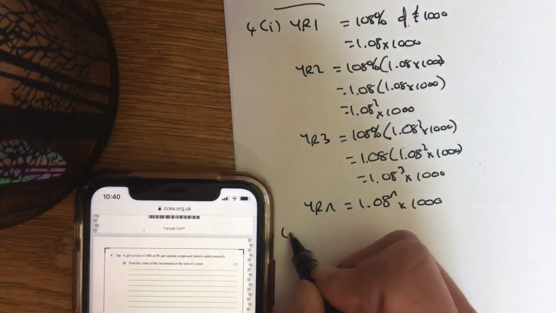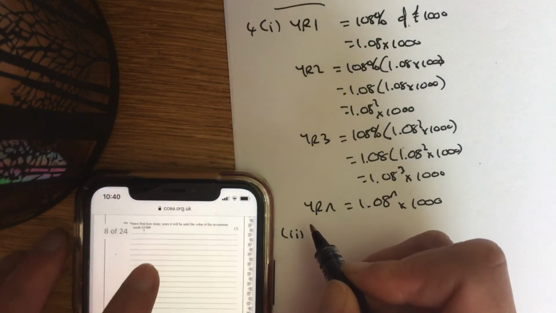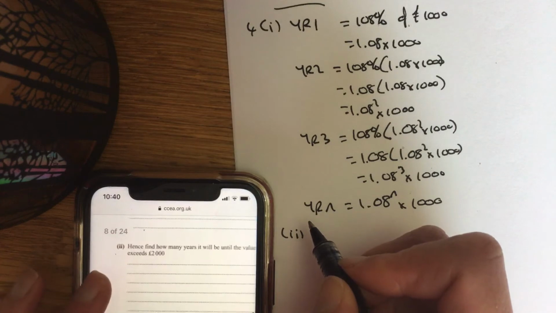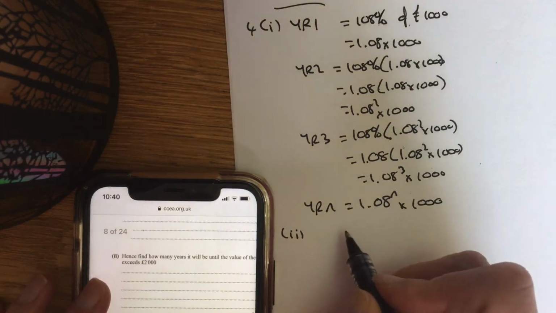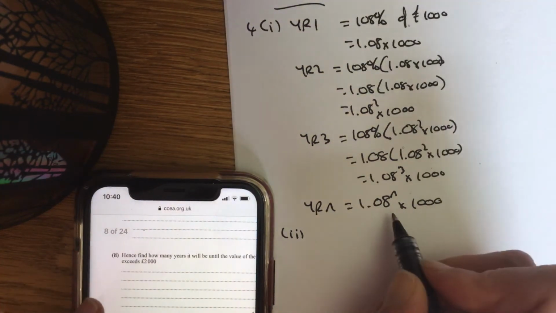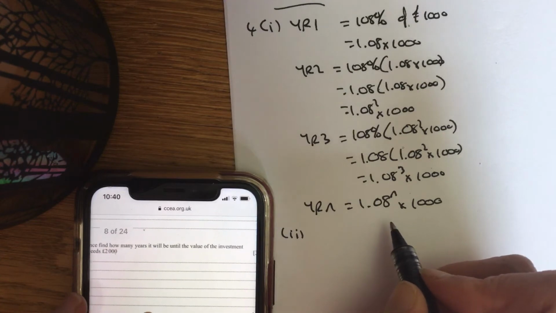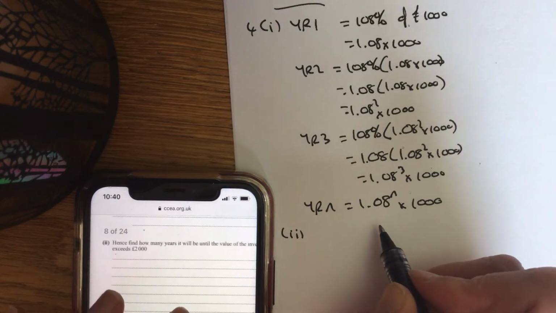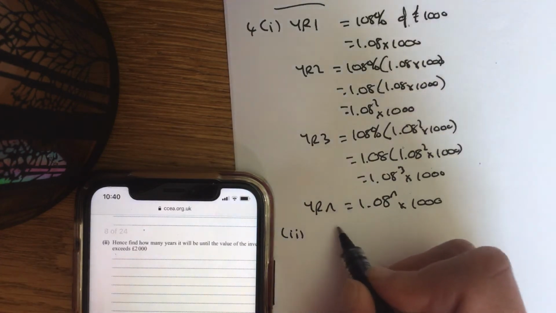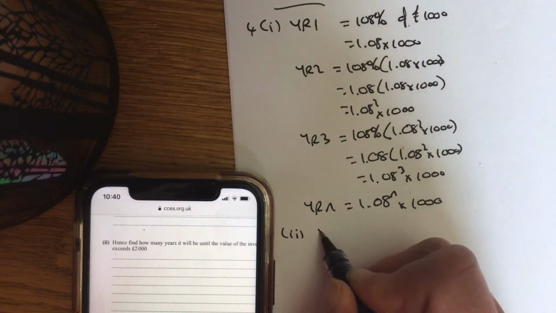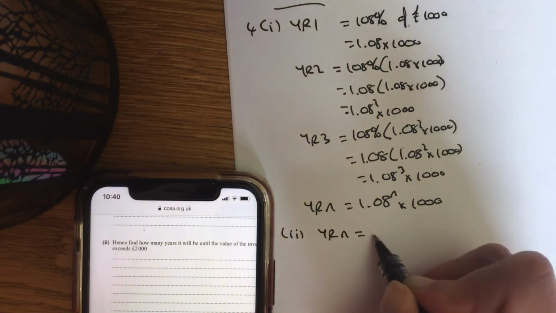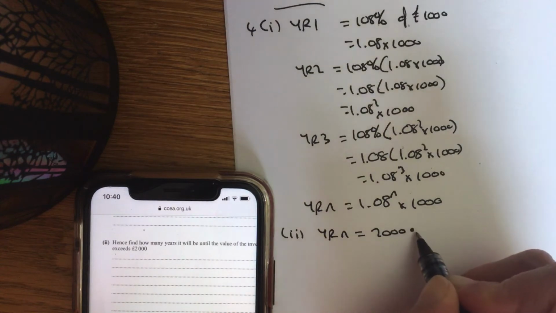Then it says hence. That is a very important word. When it says the word hence, you must use your previous answer. So this is telling you the value at year n. We want to know when the value of the investment exceeds £2,000. So which year exceeds £2,000? So which year is £2,000 basically?